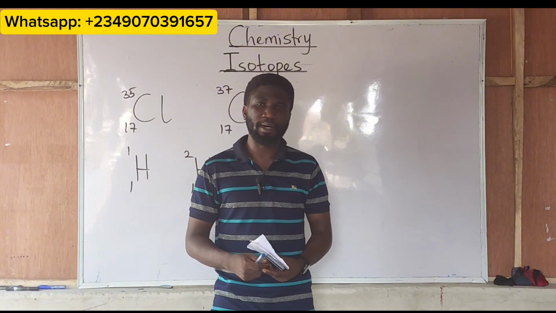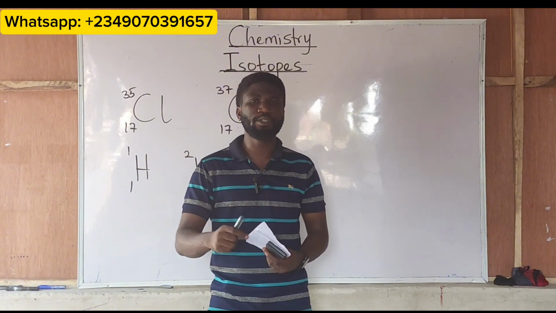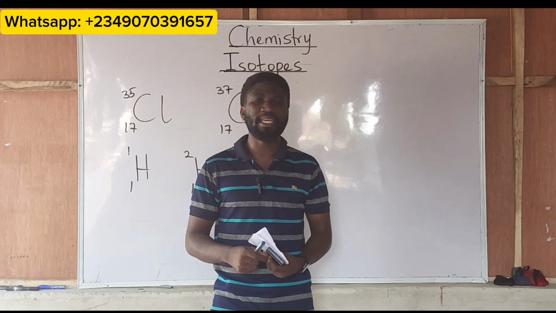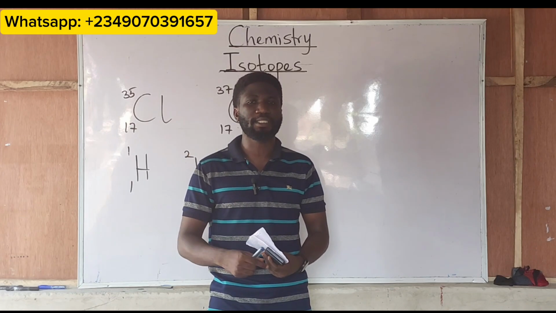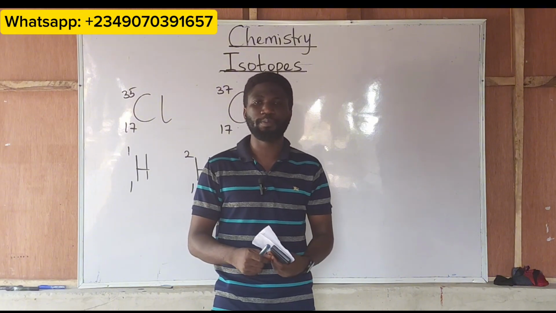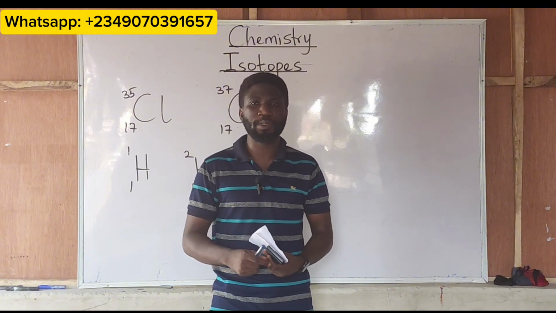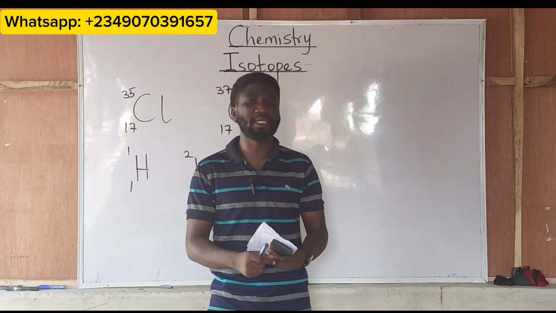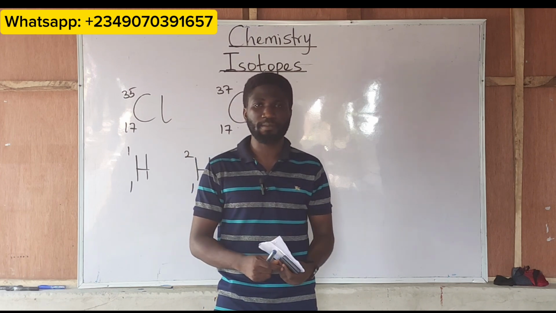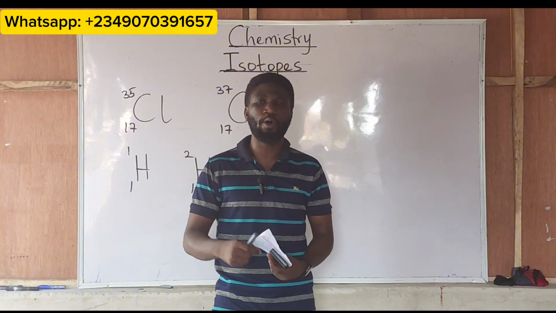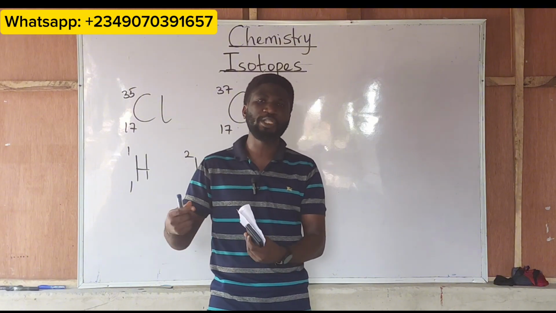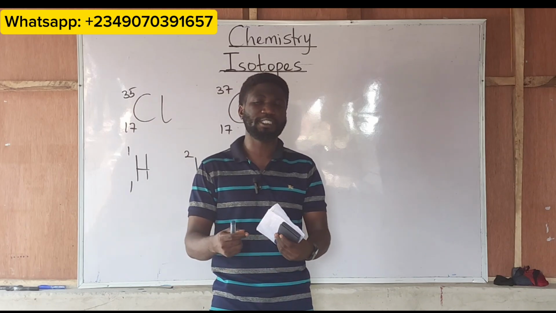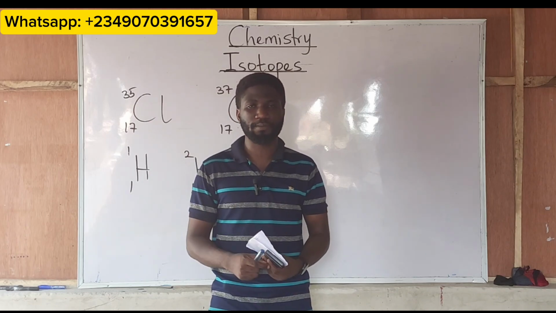but different mass number. Then take note of this, that isotopes of an element have the same chemical properties but different physical properties. What do I mean by that? Or what makes it to be so? Why do they have different physical properties? This is due to the difference in the number of neutrons.